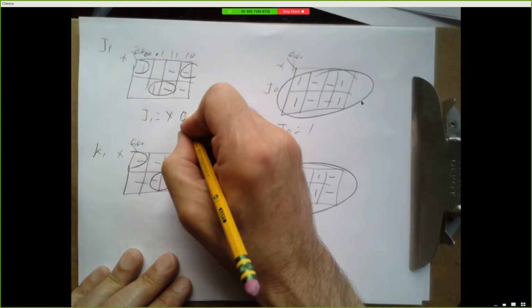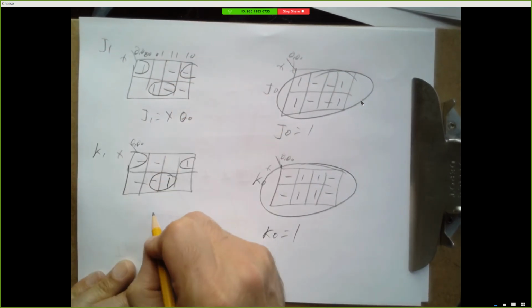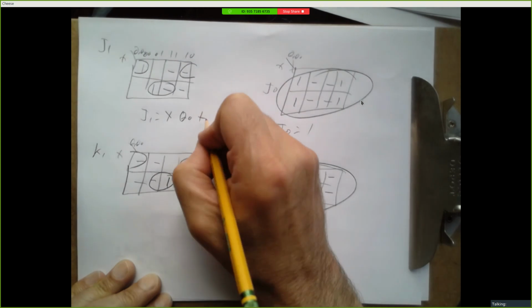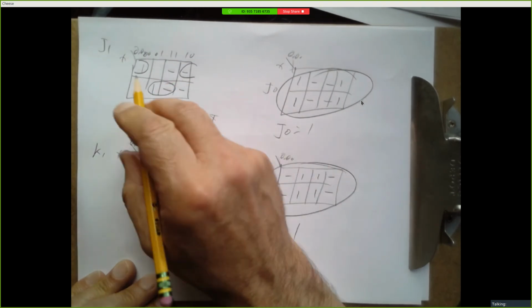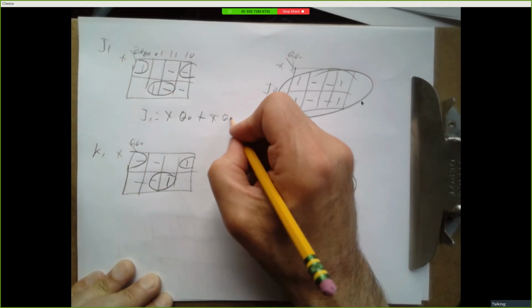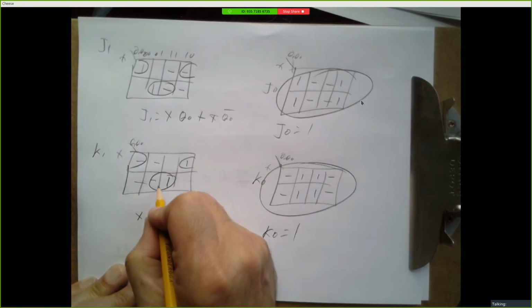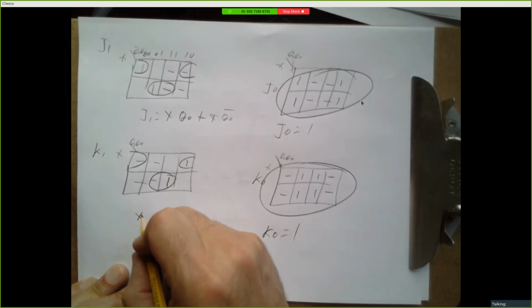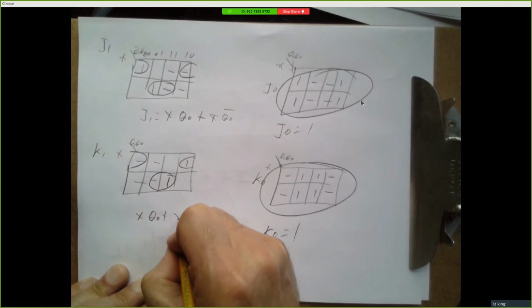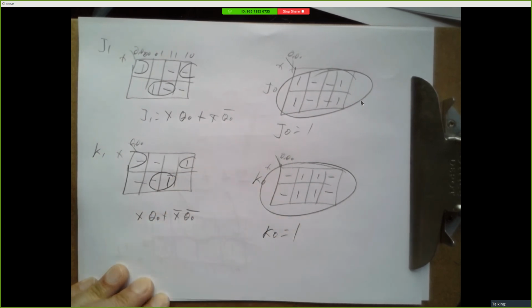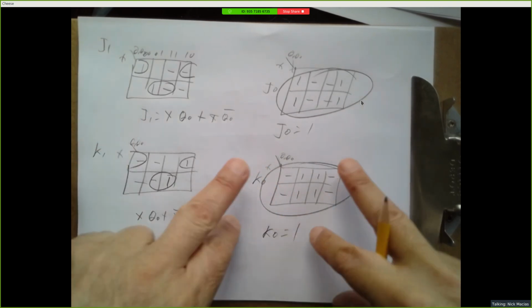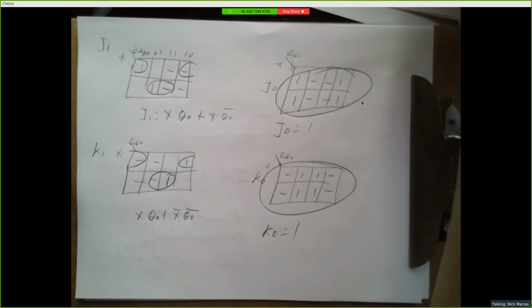And J1 is going to be something like X anded with Q0. And K1 is going to be X bar anded with Q0 bar. And K1 is going to be X anded with, it's going to be exactly the same thing. Right? So a pair of relatively simple sum of products, 2 lines tied to 5 volts.